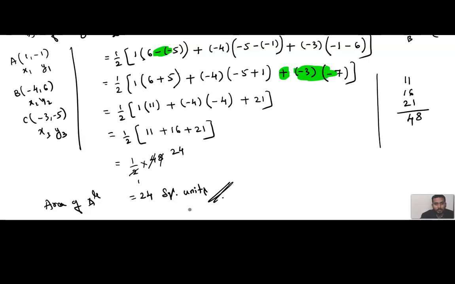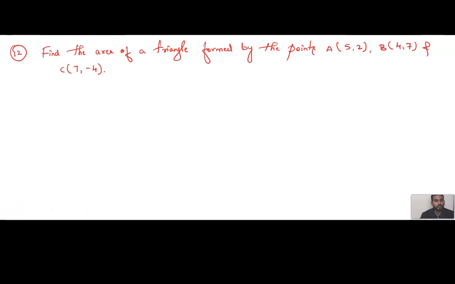Now let me solve problem number 2. That is example 12. Yes, observe, children. Next problem. Find the area of a triangle formed by the points A of 5, 2, B of 4, 7 and C of 7, minus 4. Solution. So what are the coordinates he has given? Already he has given them as A of 5, 2 and then B of 4, 7 and C of 7, minus 4.